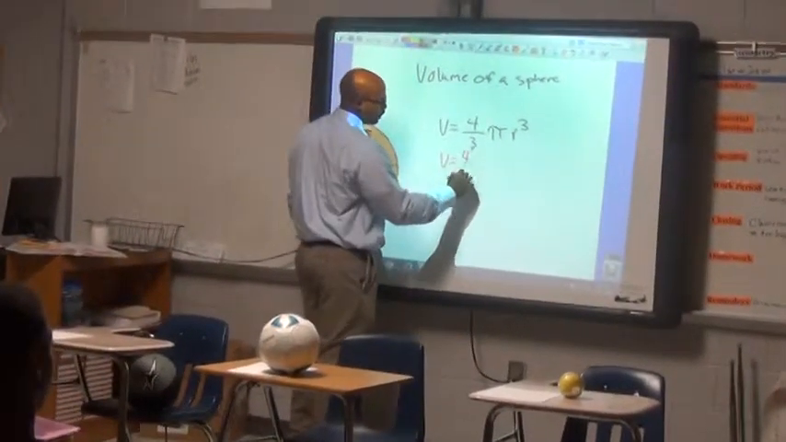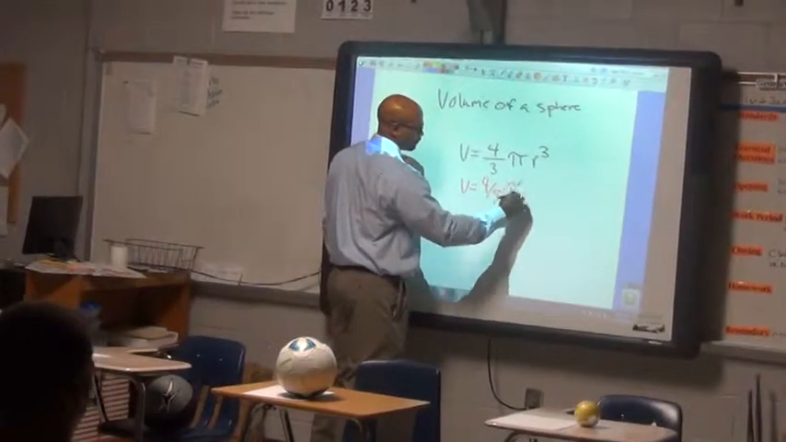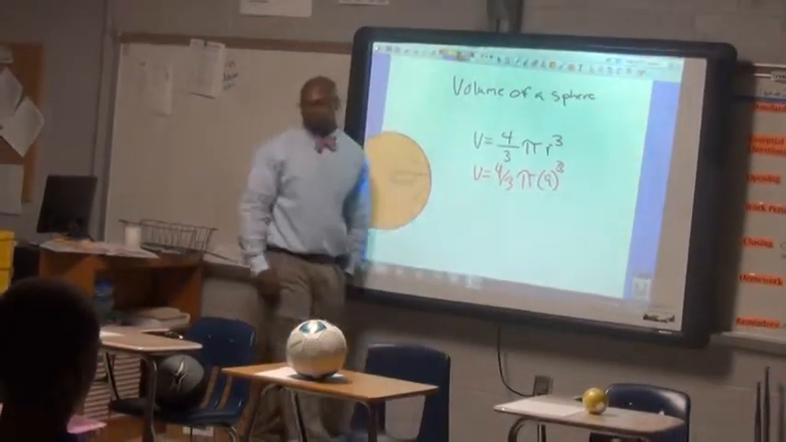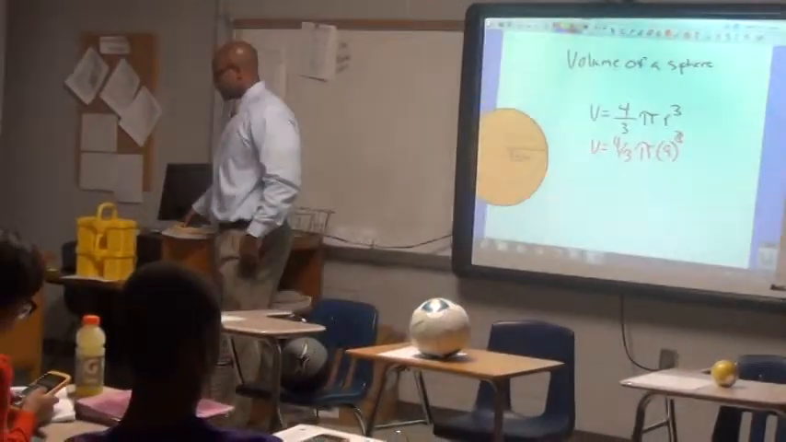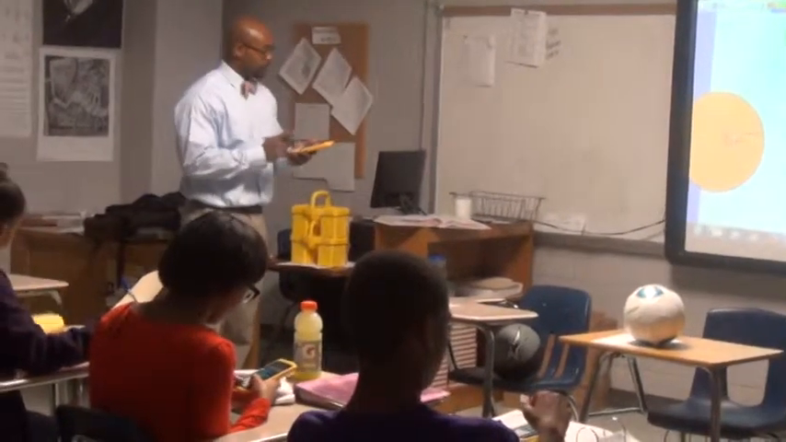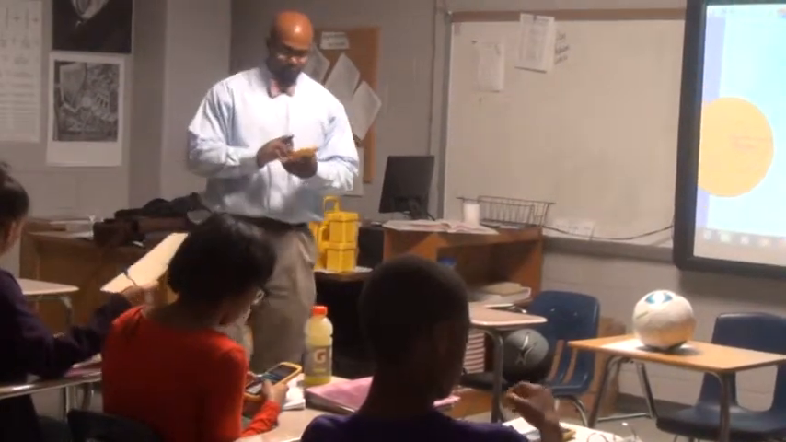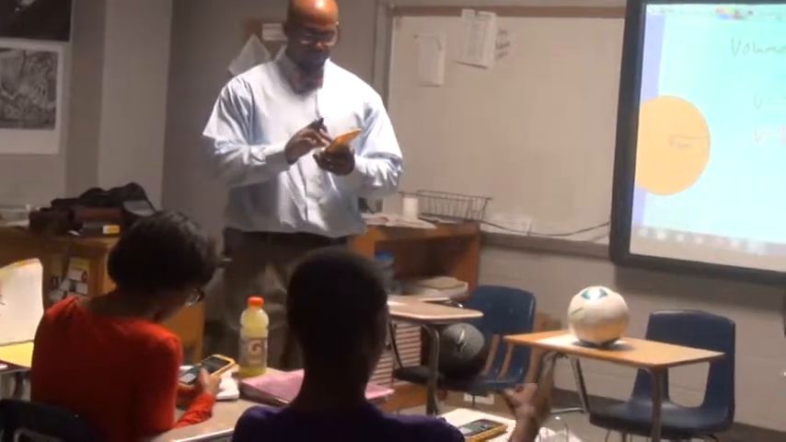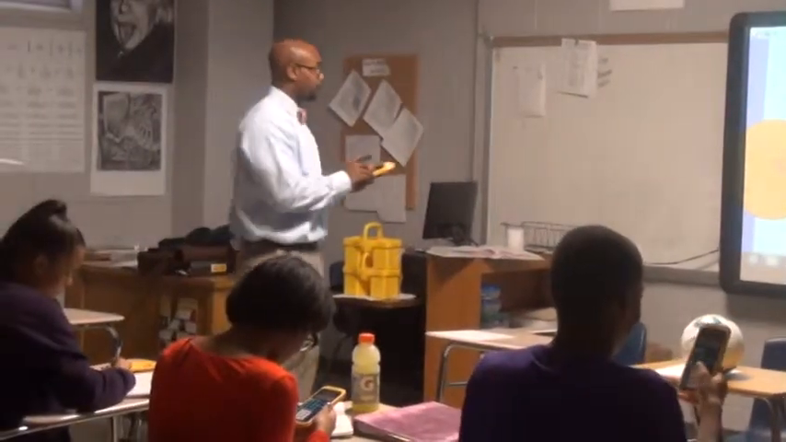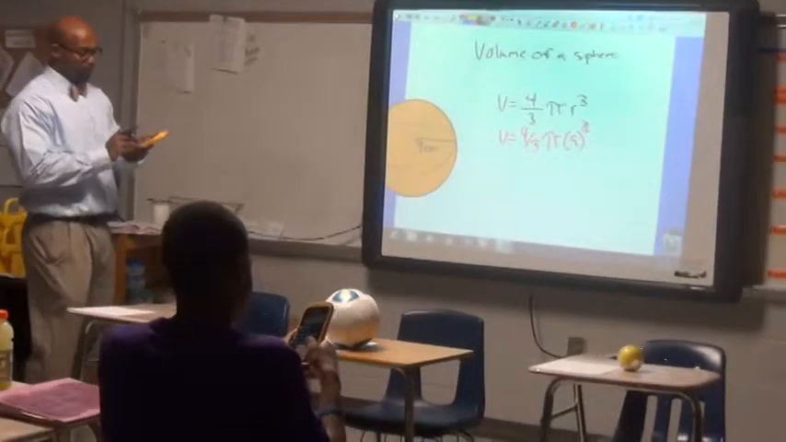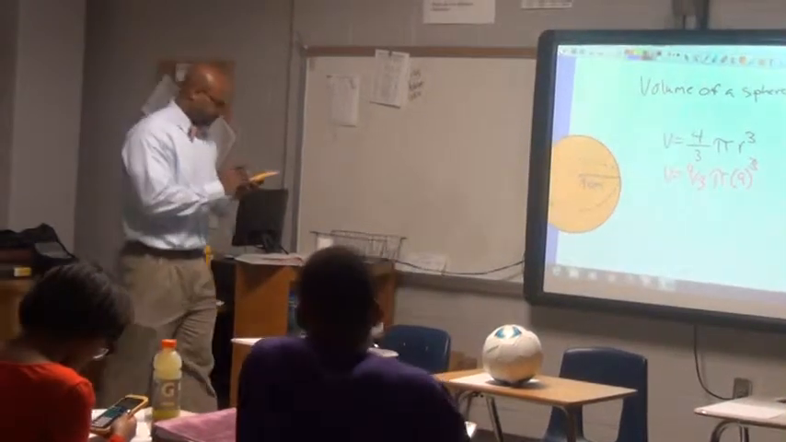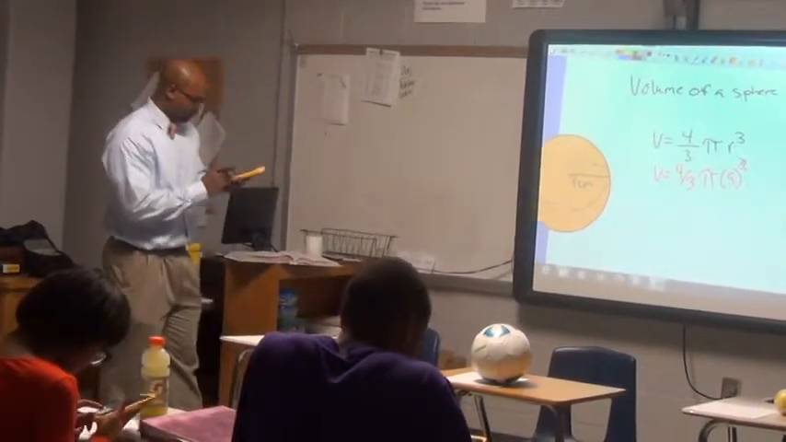V equals 4/3 pi times 9 cubed. All right, so let's plug that into our calculator. We have 4, fraction 3. So we hit n over d, then 4, then 3, move your directional button over. You hit the pi button.